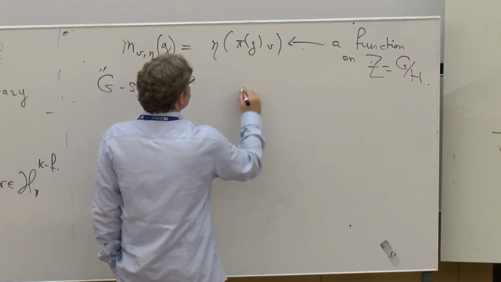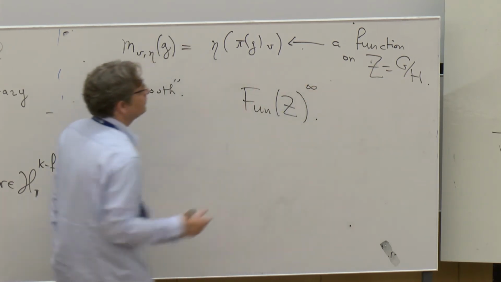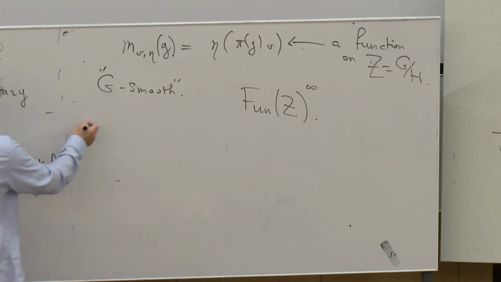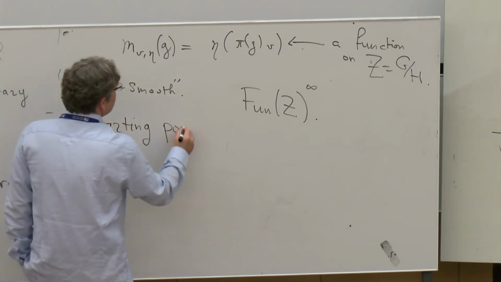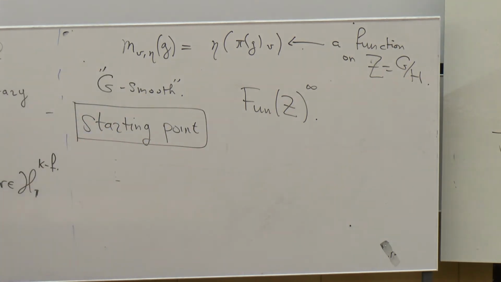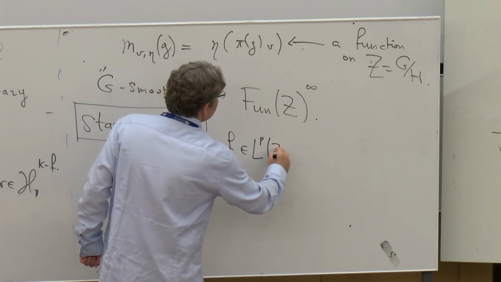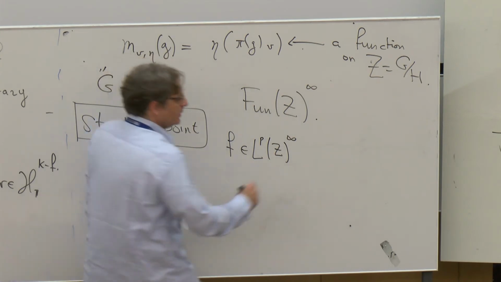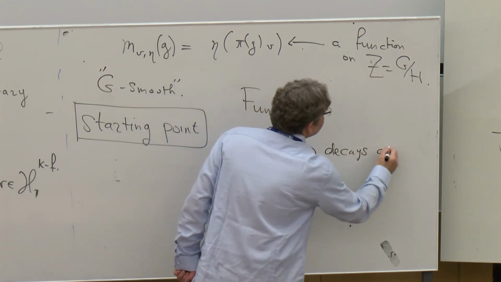Belongs to some function space on Z, and it belongs to the smooth vectors. So the starting point of the whole story was we want to show that any function which belongs to LP of Z and is smooth, in fact, decays at infinity.